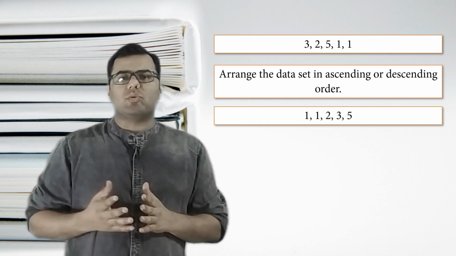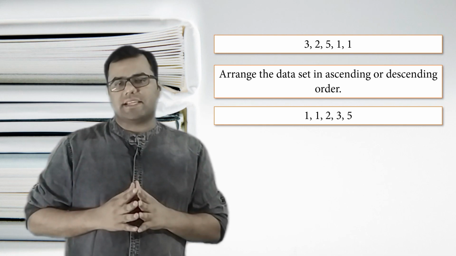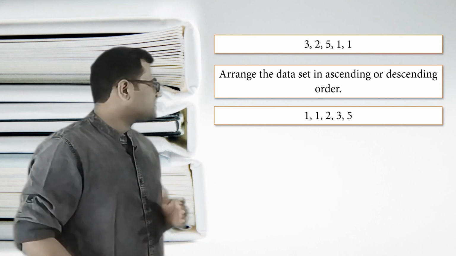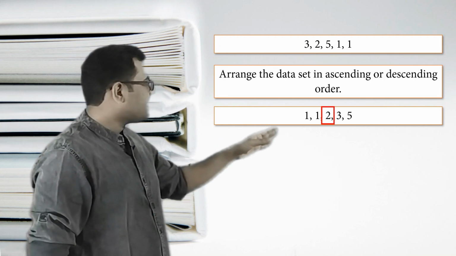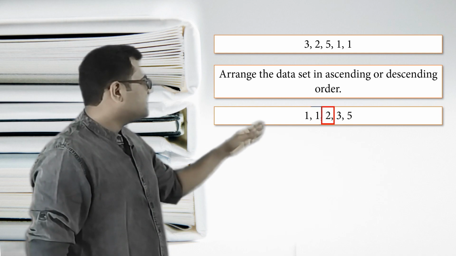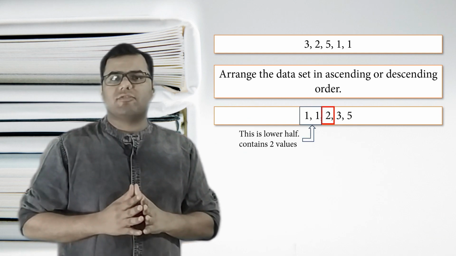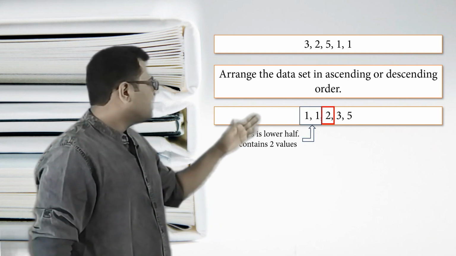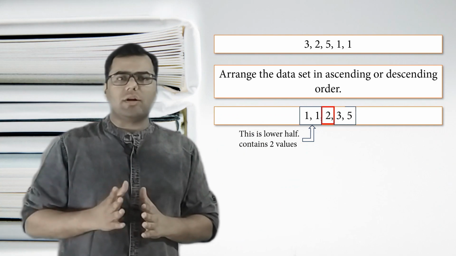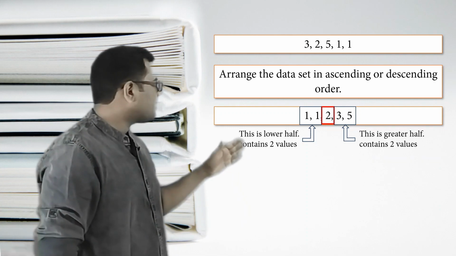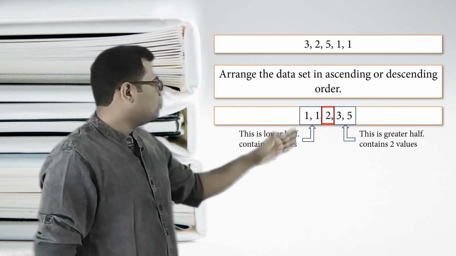Next I want to know the middle value of this data set. The middle value of this data set, you see, is 2, because 2 is exactly in between this data set. There are exactly 2 data values which are lower than the median, and exactly 2 data values which are more than 2.